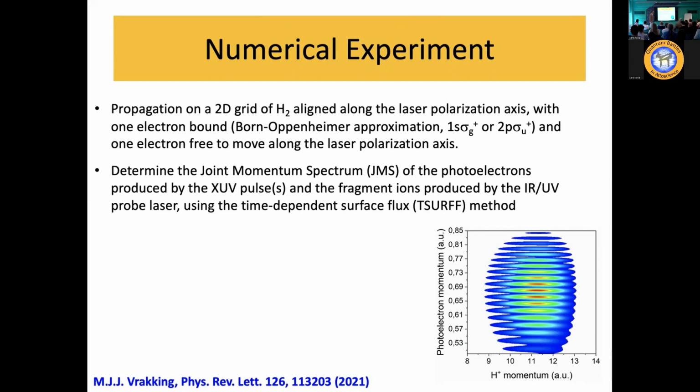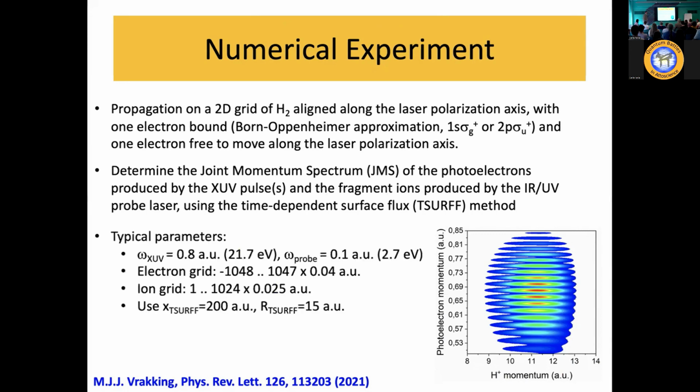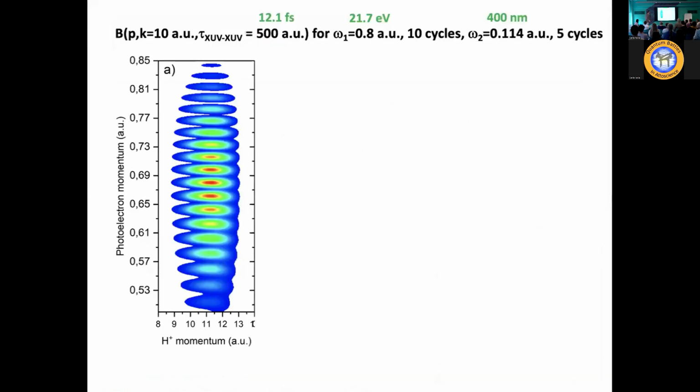Okay, so the end result of a calculation is then basically one of these joint momentum distributions, as you see it here in the corner. This is a probability distribution that describes the probability to find the photoelectron with a certain momentum in combination with the H plus with a certain momentum. That's the end result of the calculation. Of course, there are some laser parameters that go in. Suffice to say, this is all close to what we did experimentally.